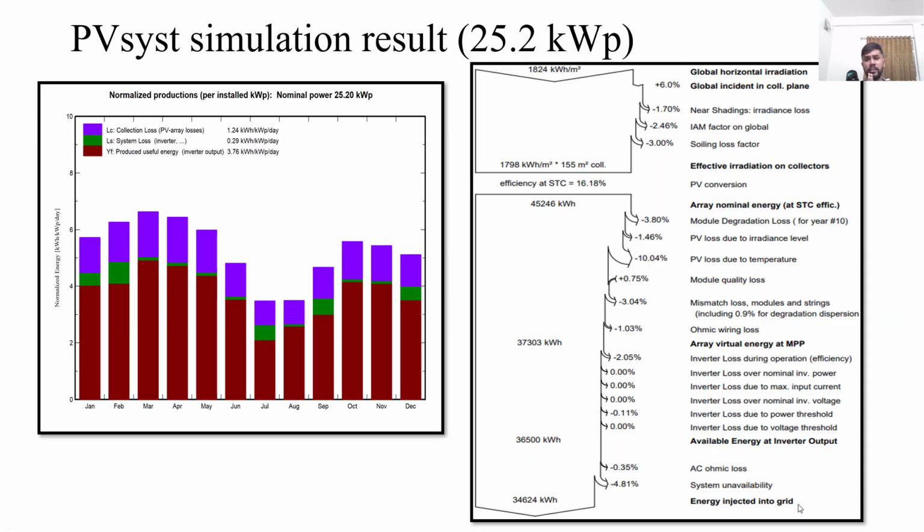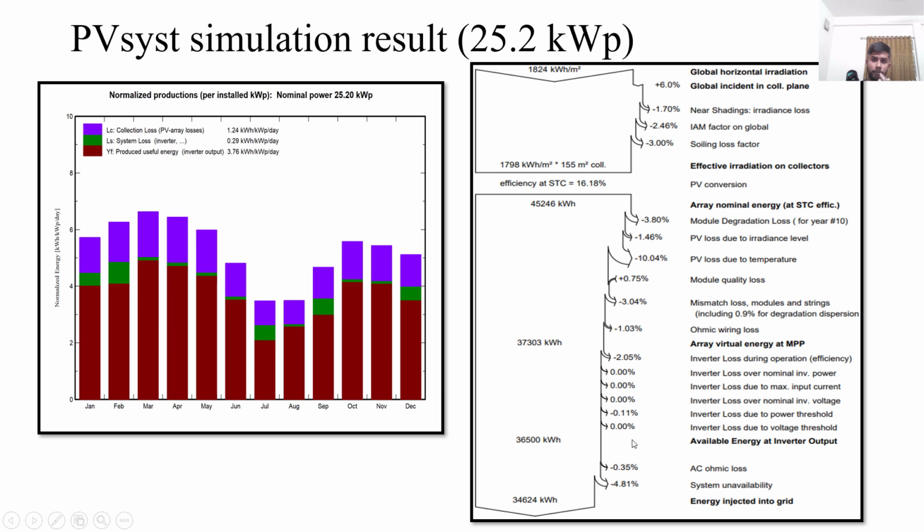This is the simulation result, after which we are getting this simulation result. So the produced useful energy is 3.76 units per kilowatt peak per day, and the amount of energy injected into the grid is 34624 kilowatt hour. This is the yearly injected energy in the system. We have some losses at different levels from the generation to the injection of the energy into the grid.